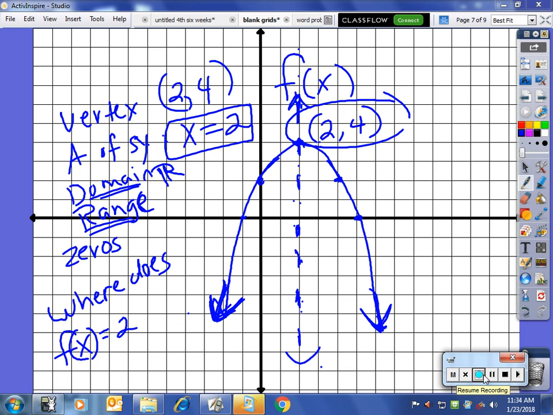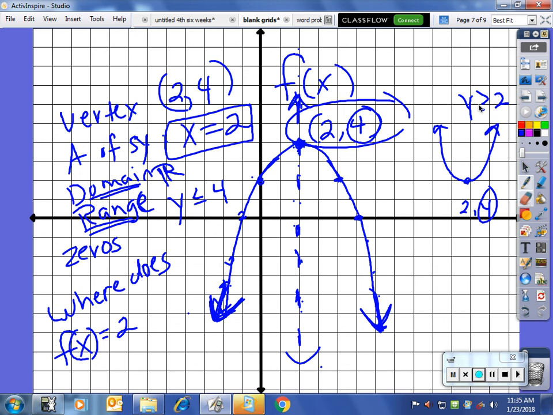All right, the range is the y values. Now we have a highest y value, which is 4. But that's not the only y value. There's millions of y values on this picture. They are all less than or equal to 4, because it's a frown. What if this had been a smile and the vertex was at (2, 4)? Then it would have been greater than or equal to 4.